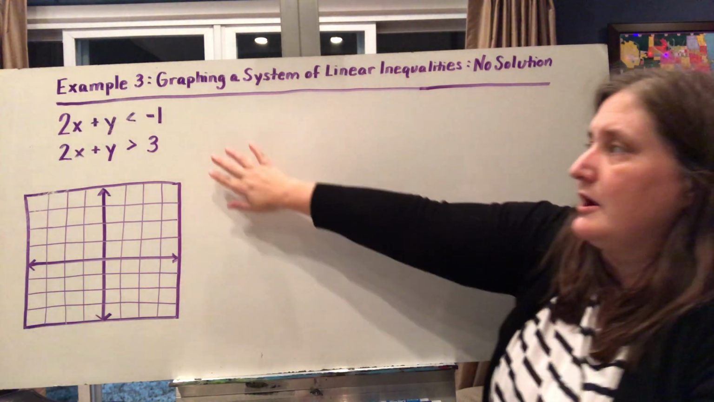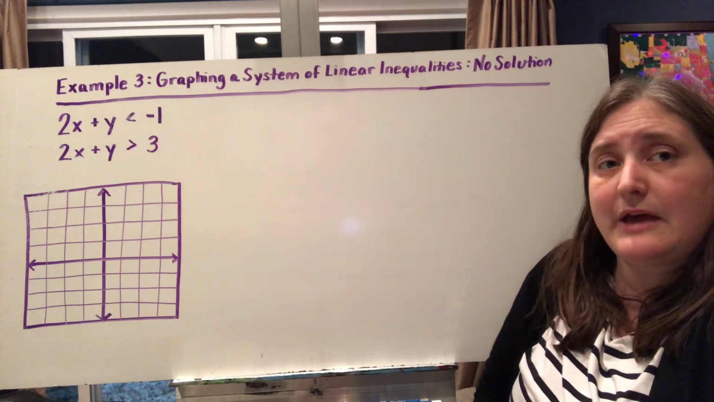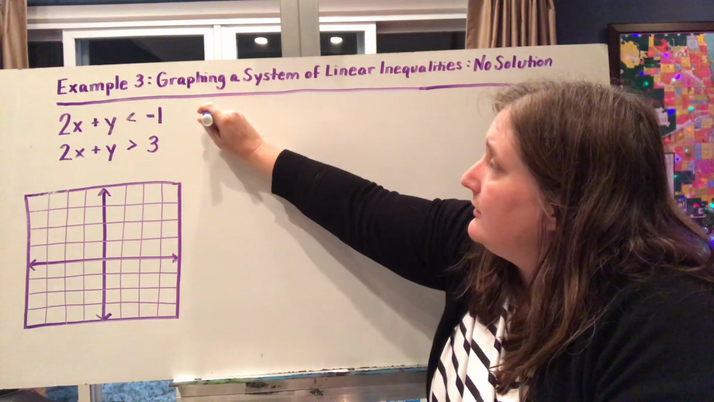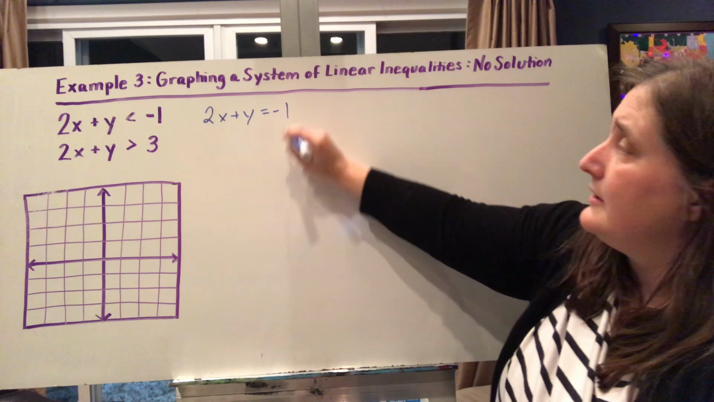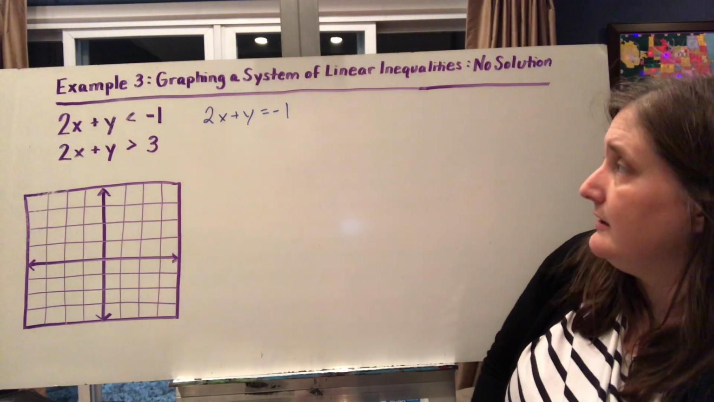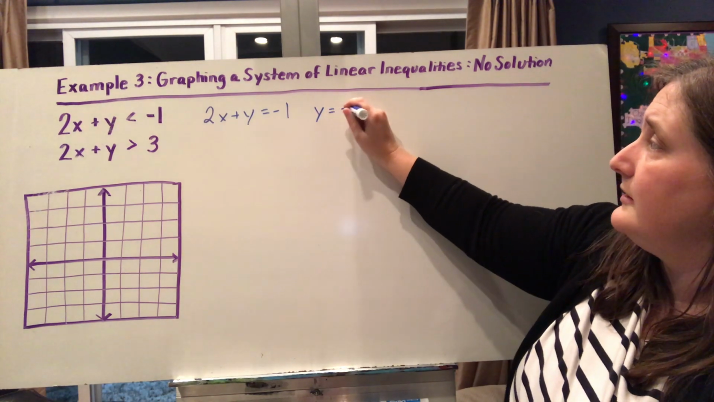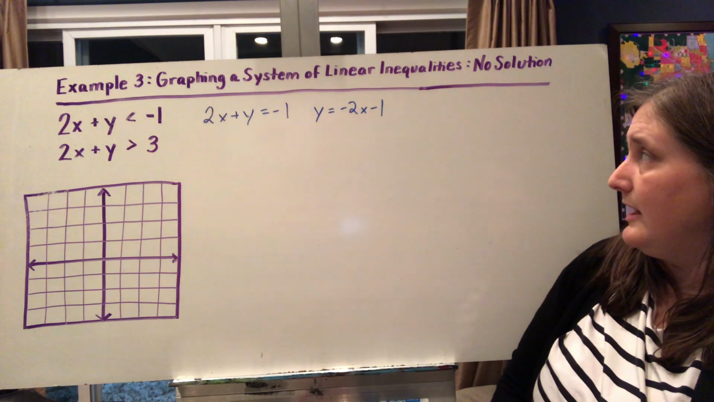So this time, before I graph my lines, I want to put them in y equals mx plus b form. So I've got 2x plus y equals -1. If I want to put this in y equals mx plus b form, I'd have y equals -2x minus 1. So let's start with this line.